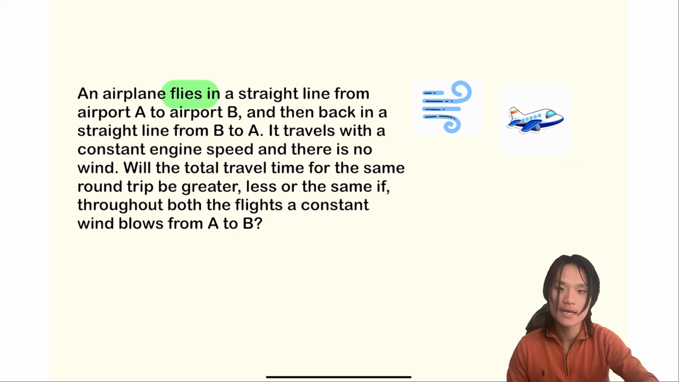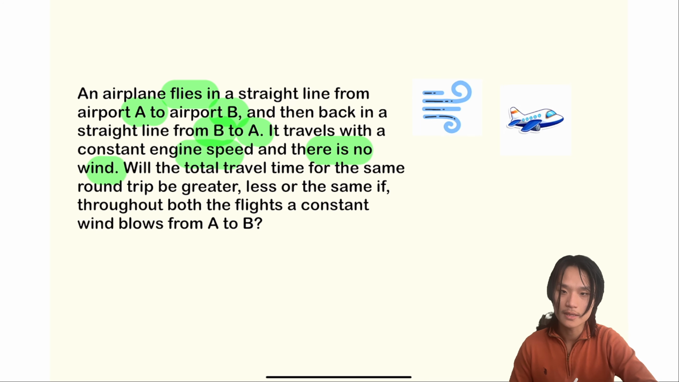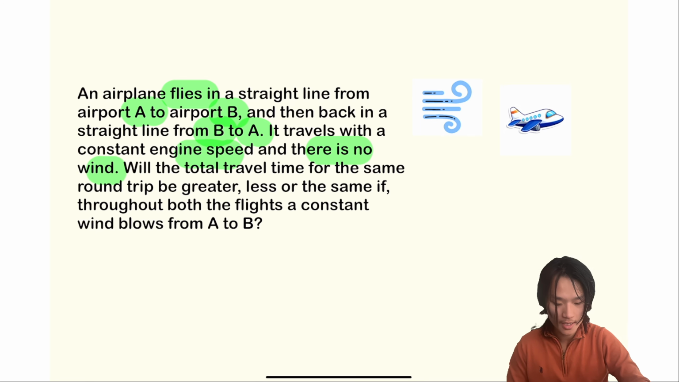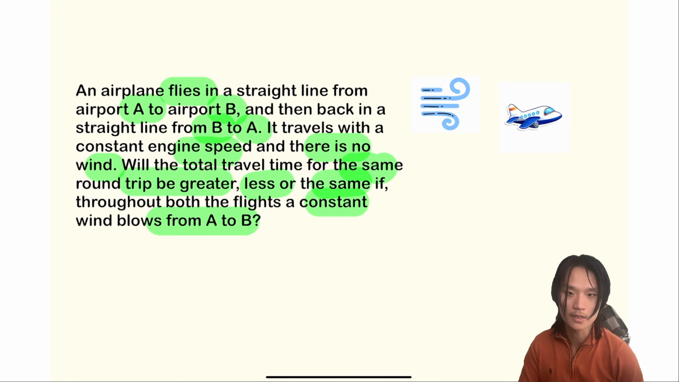An airplane flies in a straight line from airport A to airport B, then back in a straight line from B to A. It travels with a constant engine speed and there is no wind. Now, would the total travel time for the same round trip be greater, less, or the same if throughout both the flights a constant wind blows from A to B?